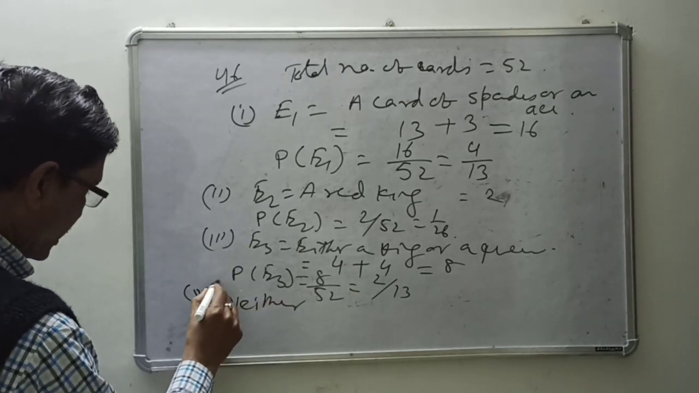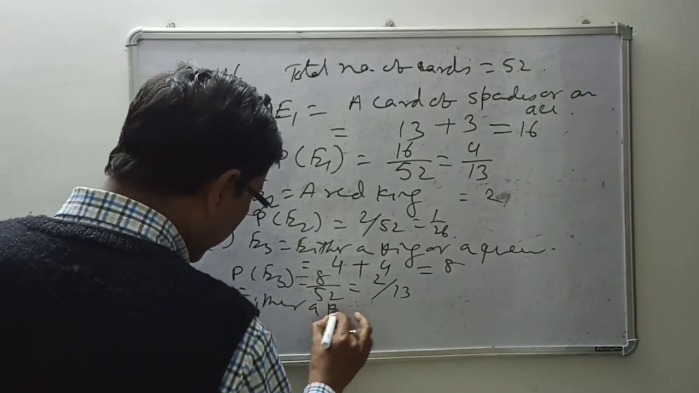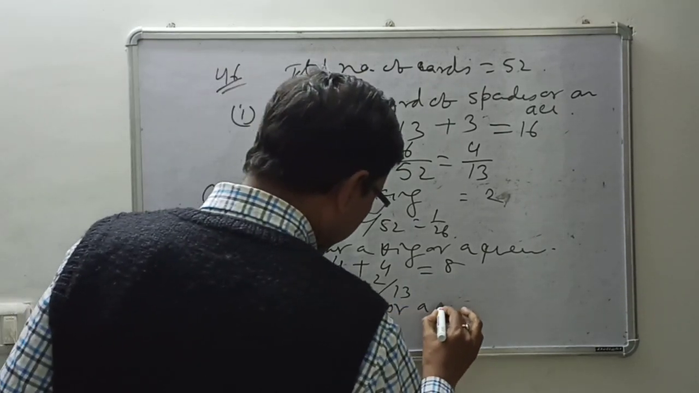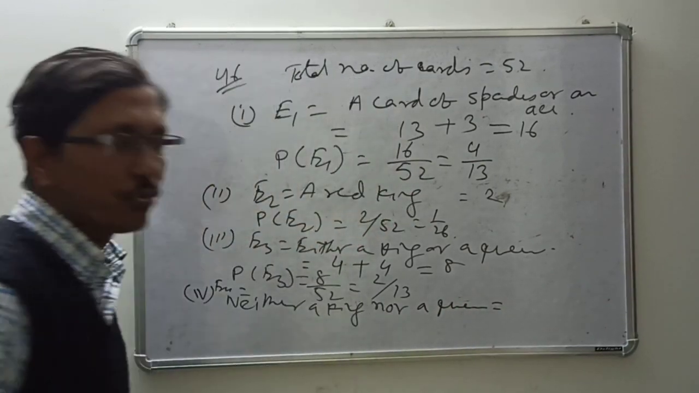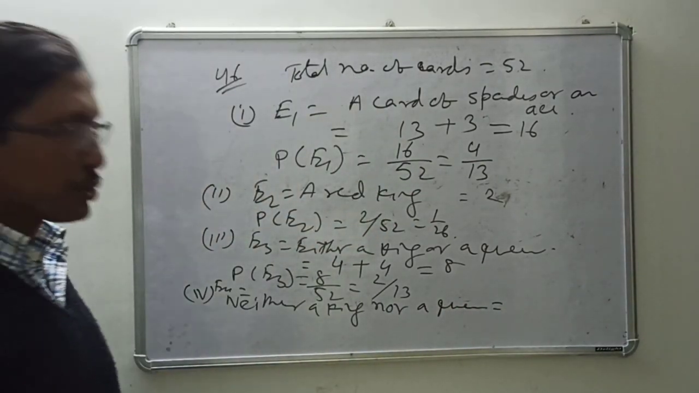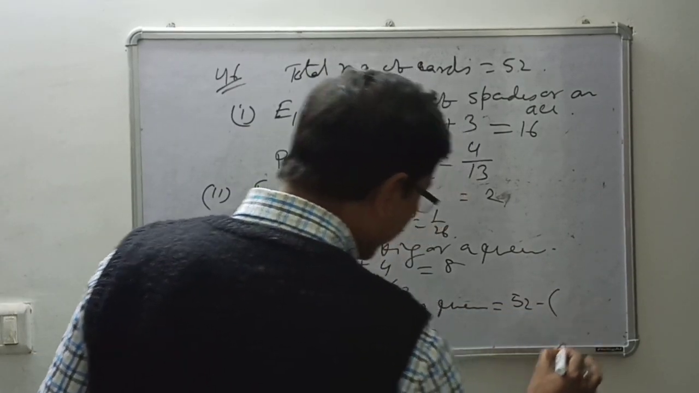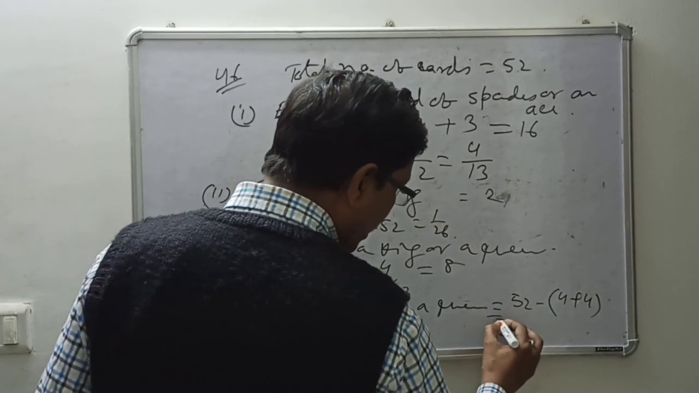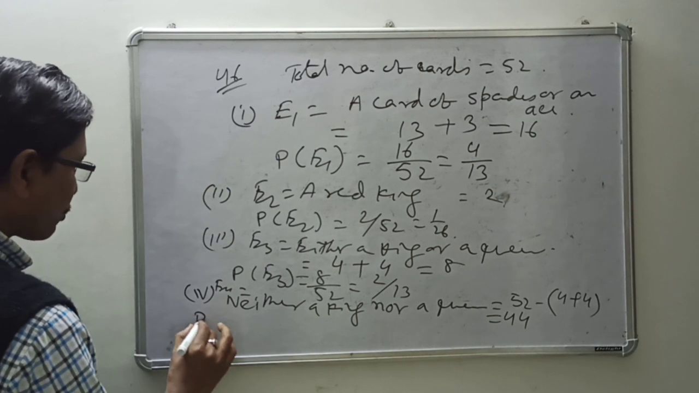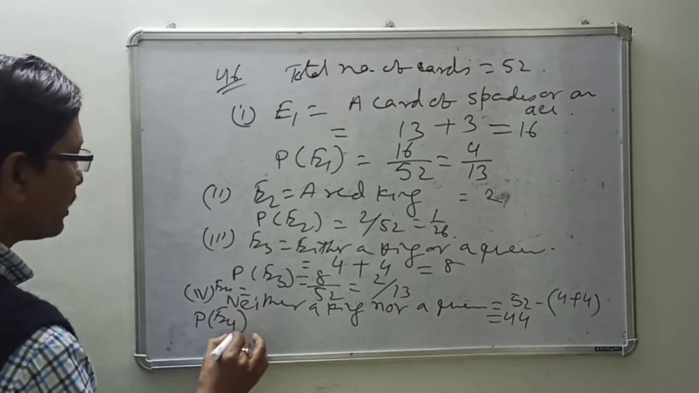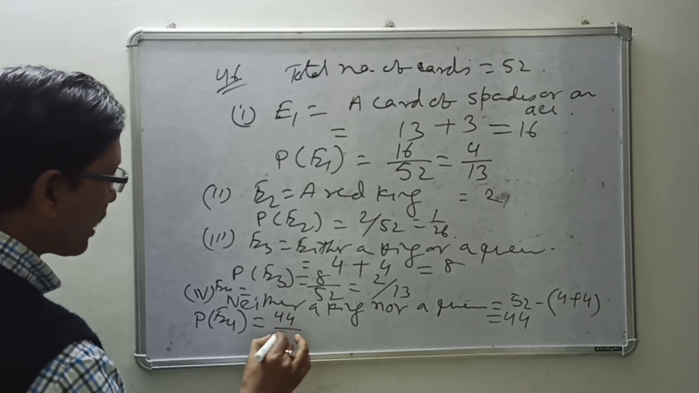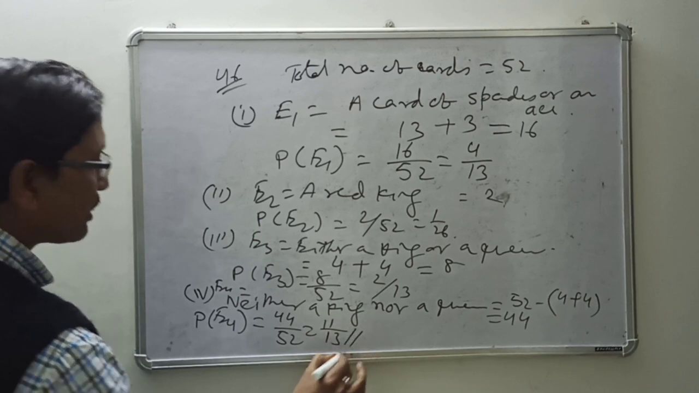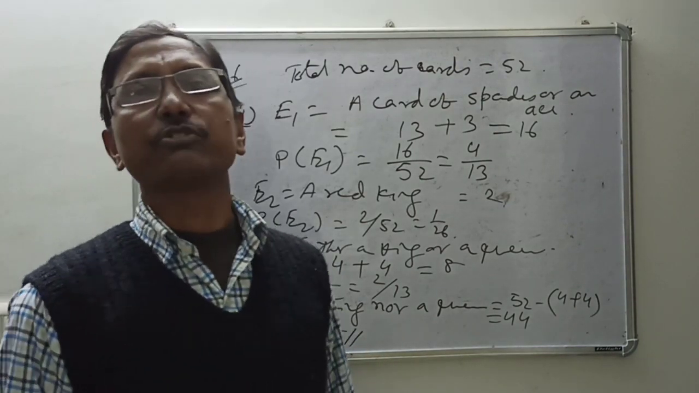suppose it is E4 we are doing, neither a king nor a queen. That means king and queen will not be. So total 52, out of this 4 kings and 4 queens will not come. So ultimately 8 if you subtract, so 44 you will get. So ultimately probability of that one you will get is 44 divided by 52. So ultimately you are getting 11 by 13. So like this way we can do that one.